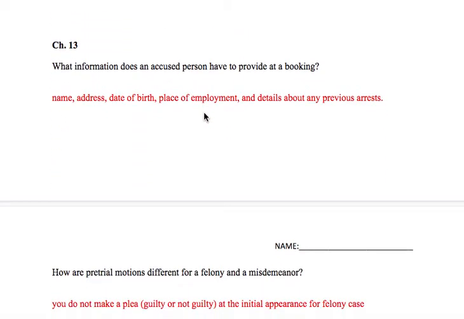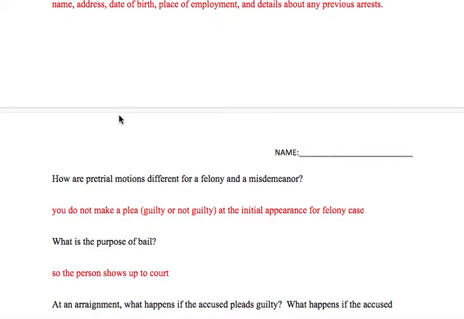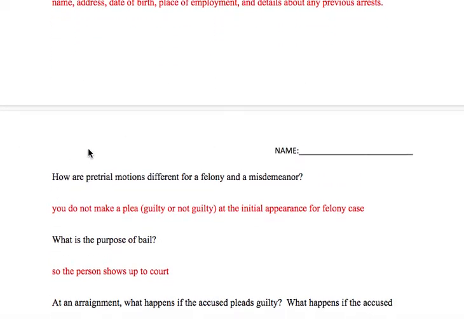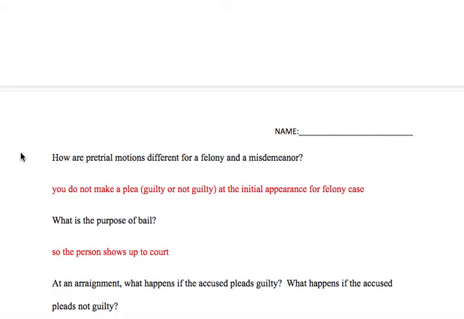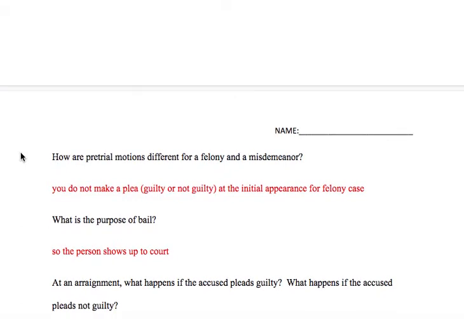Chapter 13 then. What information does an accused person have to provide at a booking? So when you get arrested and you're going to the police station, you're booked, you need to give your name, address, date of birth, maybe your job, any details about previous arrests. How are pretrial motions different for a felony and a misdemeanor? So when they read you the charges, you don't have to make a plea, guilty or not guilty, at the initial appearance for a felony case. So at a misdemeanor, you say, yep, I'm guilty, yep, I'm not guilty. At a felony case, you don't have to do that.